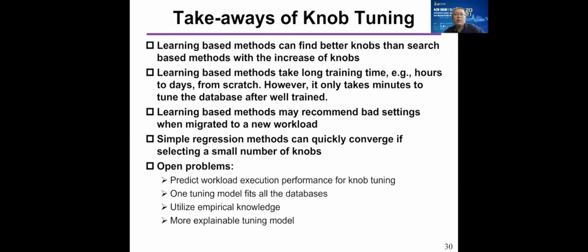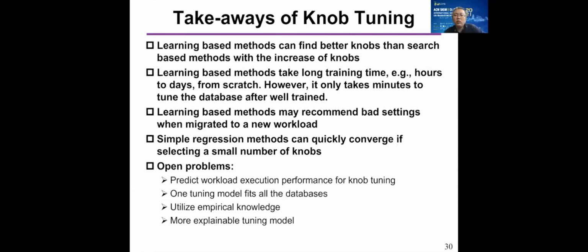So some takeaways. Learning-based methods can find better knobs than some search-based methods, and learning-based methods can take long training time because they need to run some workloads, and it's very important to study the adaptability to different databases and different workloads. And there are also some open problems. For example, we want to predict workload performance after the knob tuning. This is also important. We need to convince the user that after you tune the knobs, we can make the database run faster. How to evaluate this and how to guarantee this?